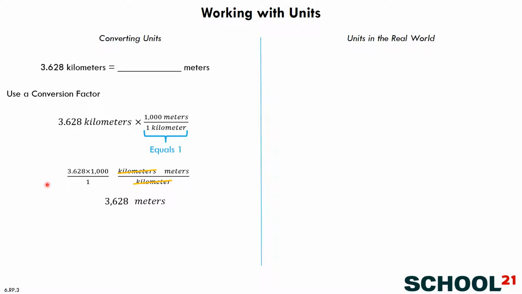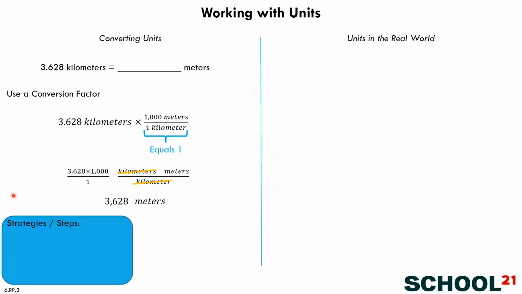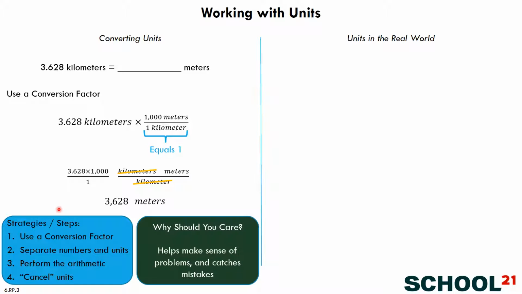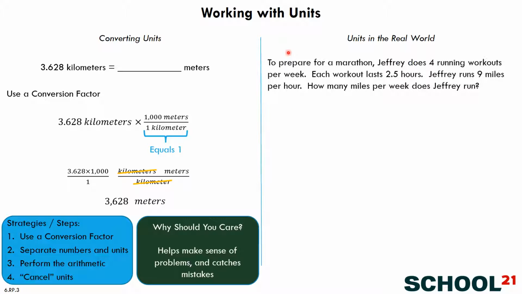Yeah. Okay, so we've learned how to use a conversion factor here. Let's really quickly talk about the strategies and steps we use. So we use a conversion factor, you separate the numbers and the units, and you perform the arithmetic. And once you do that, you can cancel the units, and then you'll have the right answer. Now, why should you care? You should always ask yourself this with math. Well, using units like this, when you get to a more complicated problem, really helps you make sense of the problem, and it catches mistakes. So if your units don't come out right, you can say to yourself, oh my gosh, maybe I didn't set up this problem correctly. So let's go try a problem over here that we can set up.